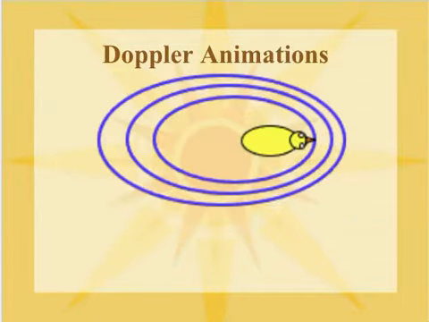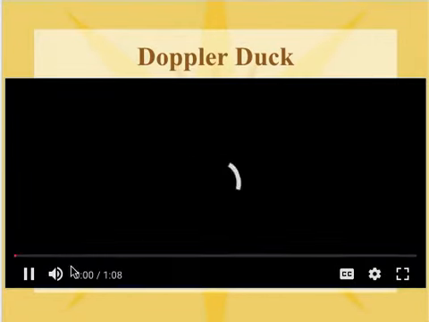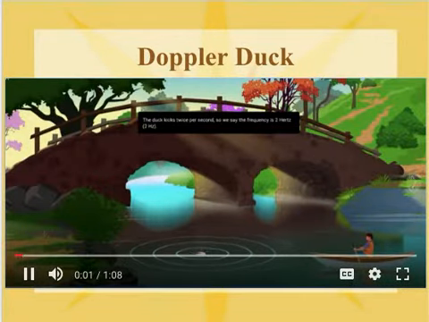We can see it in things like water. Here we have a little ducky swimming off to the right, and you can see how the waves stack up in front of the ducky and spread out over here. If I was looking at this as a light wave, this would be blue, and this over here would be red.